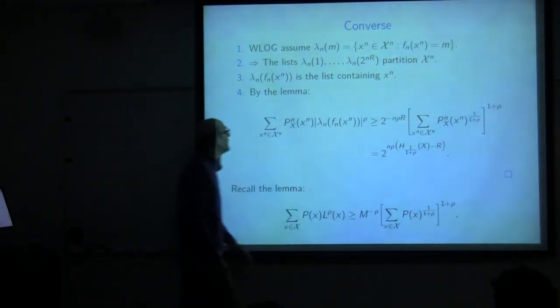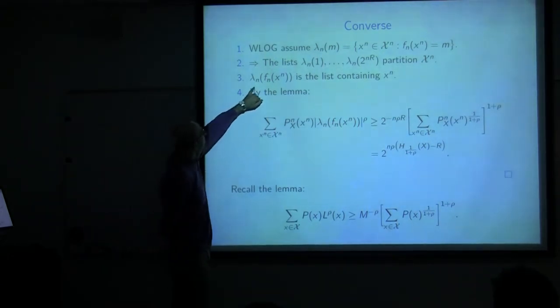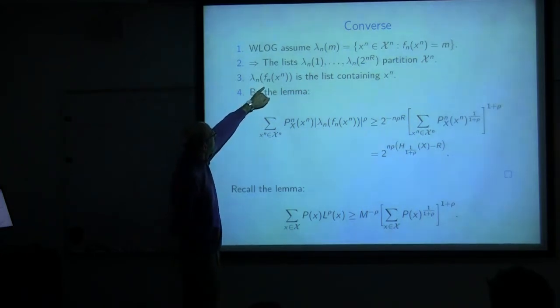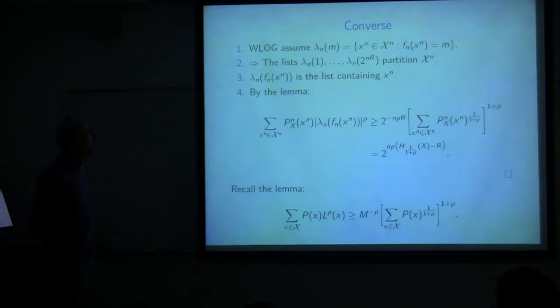Okay, so now we're in business, because what I'm interested in is the subset corresponding to the description of Xn. This is just a list containing Xn. And this is exactly the setting of the lemma that we just had.